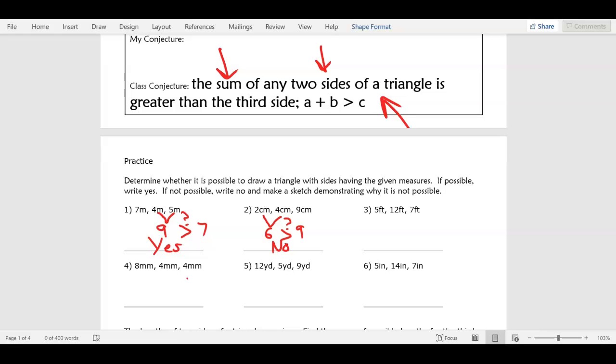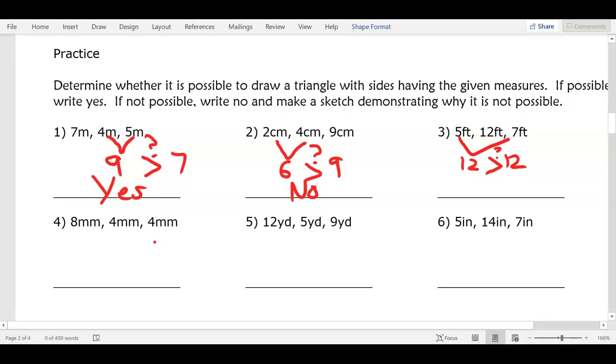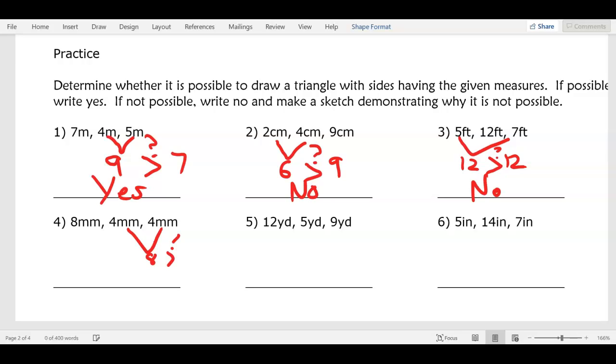Number 3, the two smaller ones are 5 and 7. 5 plus 7 is 12. Is 12 greater than 12? It cannot be equal. This is the one most people miss, okay? So again, when you add the two smaller ones, you get 12. 12 is not greater than the third side 12. That's a no. Okay. Number 4, the two smaller ones. 4 plus 4 is 8. Is 8 greater than 8? No. Same thing.